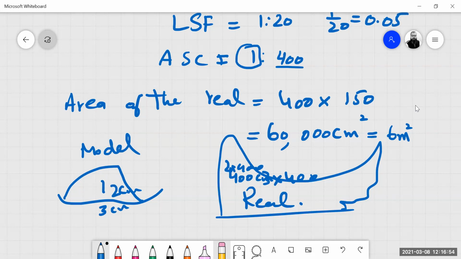Yes. Now the question says it is 150, so what will it be? 150 multiplied by 400. It will be 400 times bigger than the small model. Model means like a toy car. A model is a small thing. The real ship is so much bigger than the model.